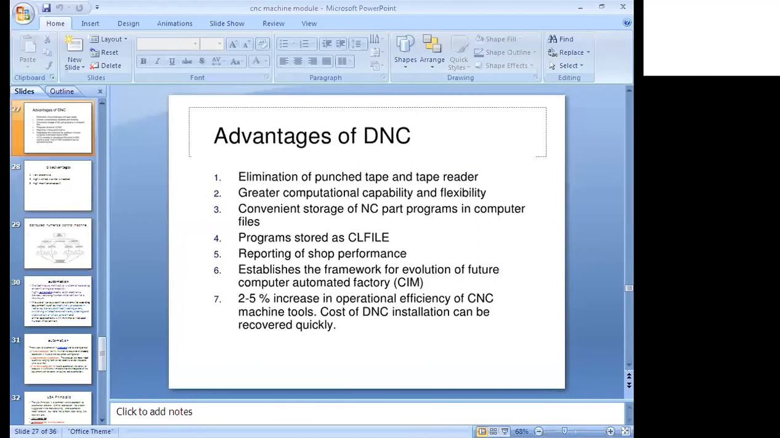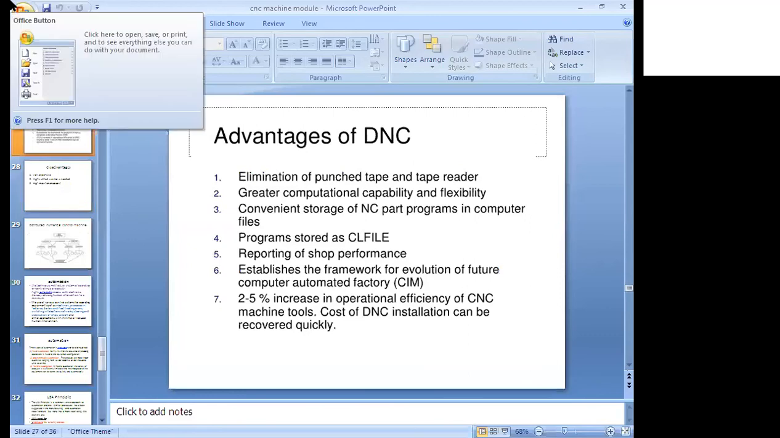Coming to the fourth point, programs stored as CL files. This is very important. Actually, it is the conversion of a program into a mechanical action. The tool automatically generates the output, starting from a certain point where it produces the generic output. The machine can understand it automatically. This is what we call a CL file, and it is stored in the program also. And the fifth one is reporting.